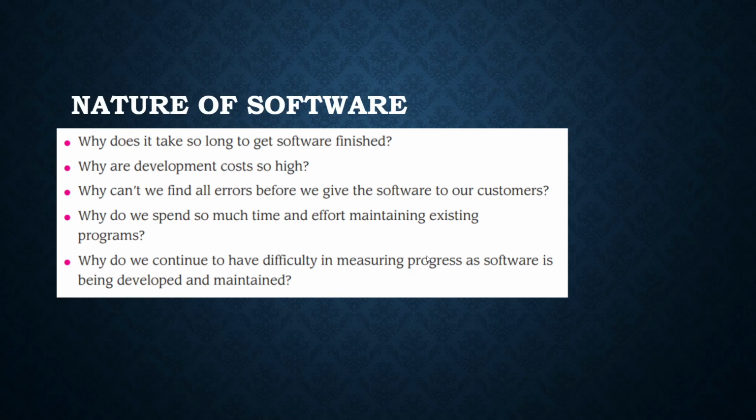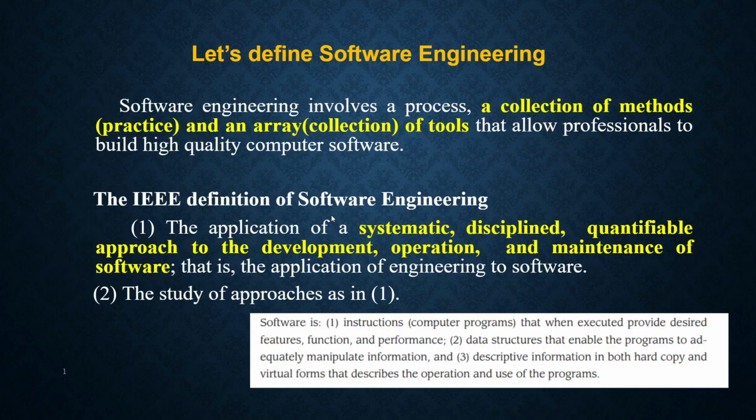So what is software like? The important issue is that it takes a long time to complete a project. The development cost is very high, and before you deliver a product to the customer you can't find all the errors. Even after delivery, some errors will come. And for an existing system, you have to spend a lot of time and effort, a lot of money. Why do we spend so much time and effort in maintaining the existing program? And why do we have continuous difficulty in maintaining or measuring progress? Is the project finished or not, how many days will it take? It is very difficult to estimate. So these are some basic natures of software.